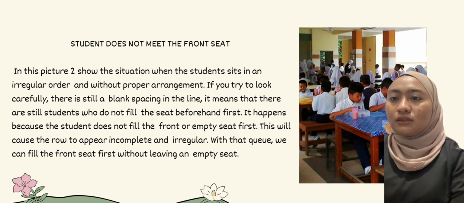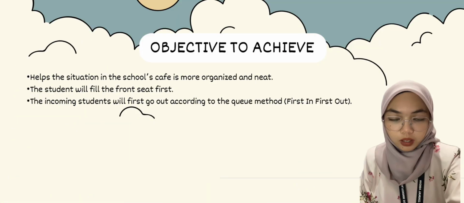First, it happened because the students do not fill the front or empty seat first. This will cause the row to appear incomplete and irregular. With that cue, we can fill the front seat first without leaving an empty seat.